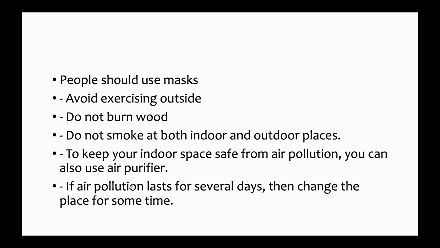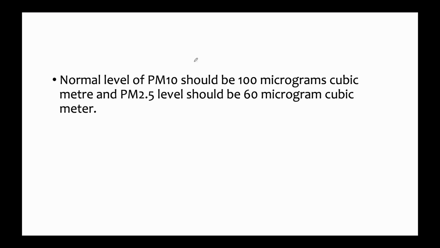So if we talk about how much level of particulate matter 2.5 or 10 should be there in the air, then the normal level of PM10 should be 100 micrograms per cubic meter, and for PM 2.5 it is 60 micrograms per cubic meter. As we know, the level of PM 2.5 and 10 in the air is increasing, which is causing air pollution, and on the other hand, the risk of diseases is also emerging day by day. So we should take precautions like using masks.